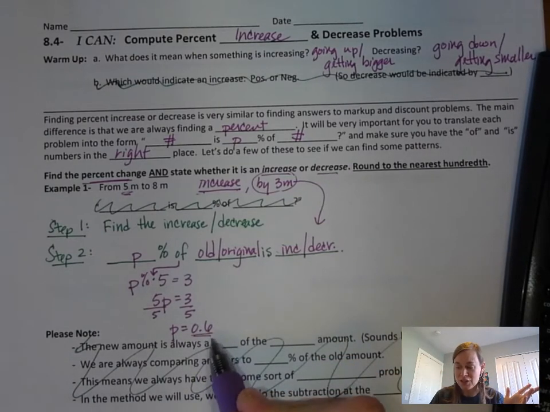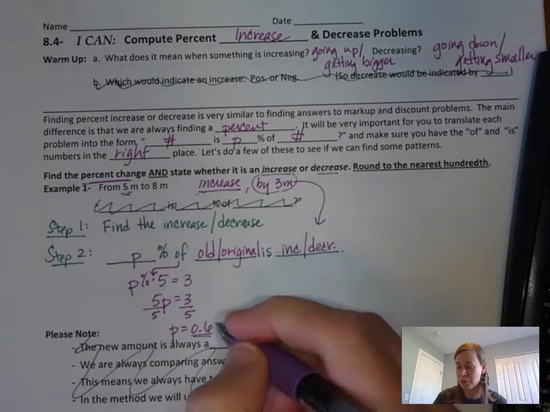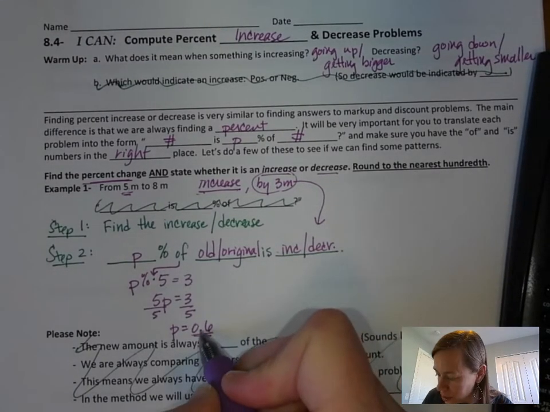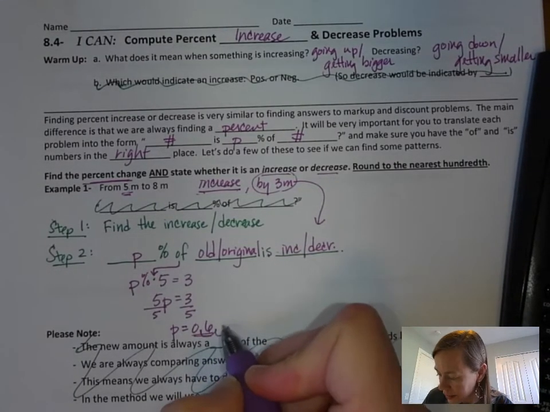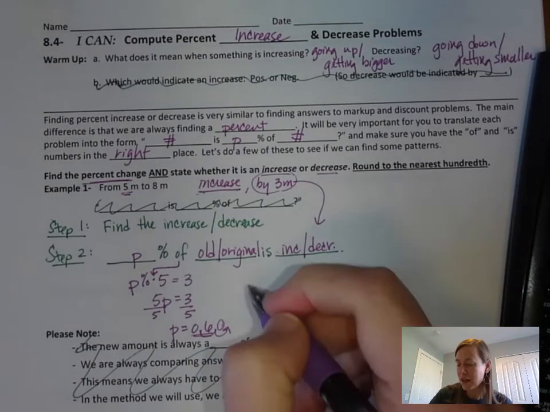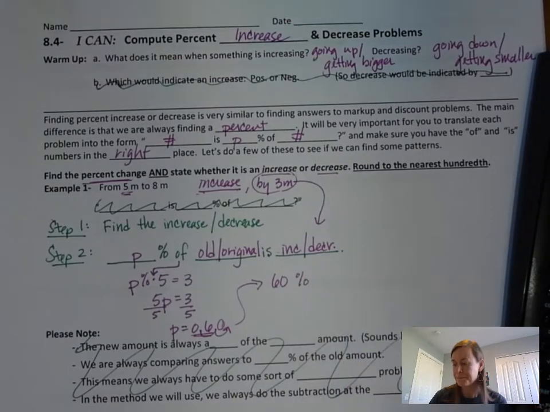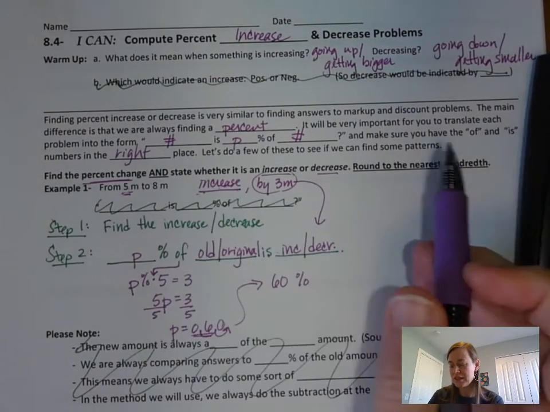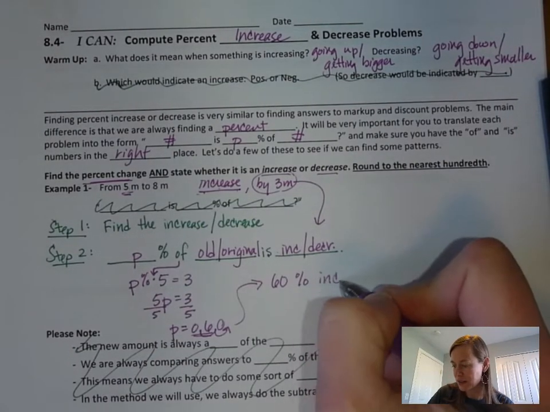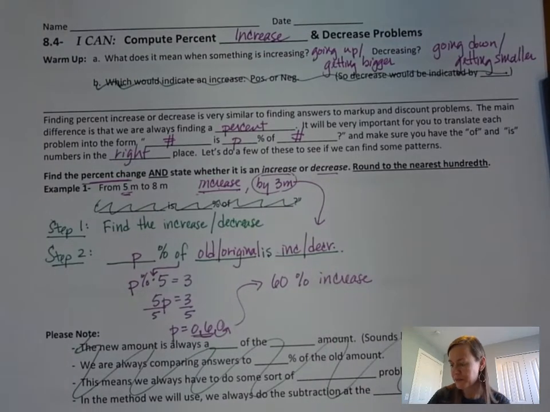So when you get this, you're not done yet. You still have to change it into a percent. So let's move that decimal point 2 places, 1, 2. It's going to wind up there. We're going to have to add a 0, and so that is going to be 60%. Okay, and we still need to say increase, so let's write that right there, 60% increase.